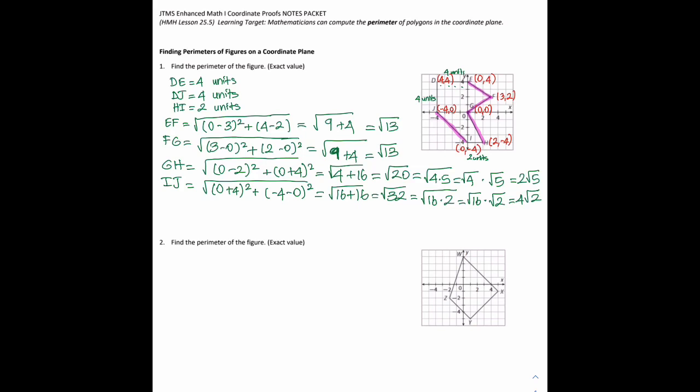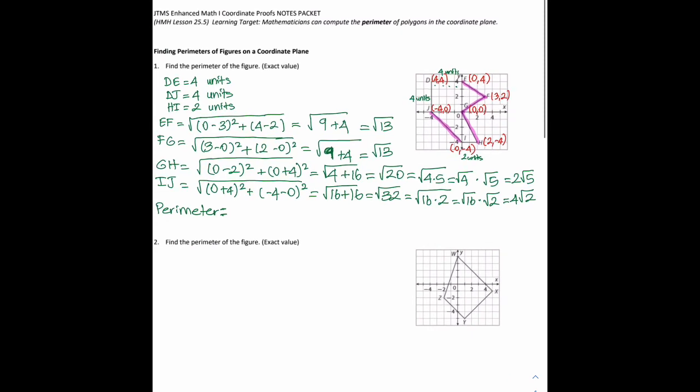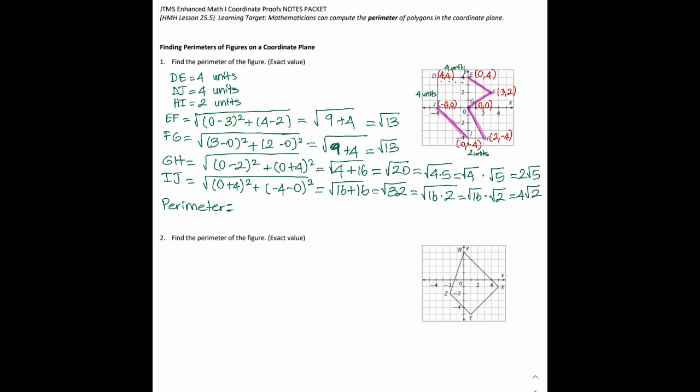And now I can add all of them together. So the perimeter will be, let's start with the first ones we found. These are all units, I guess I can add the units at the end. So the perimeter for this composite shape will be 4 plus 4 plus 2 plus square root of 13 plus square root of 13 plus square root of 20 plus square root of 32.